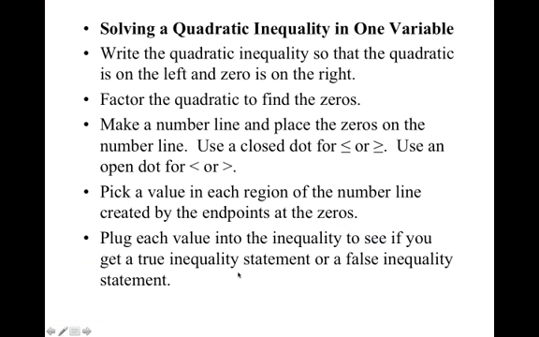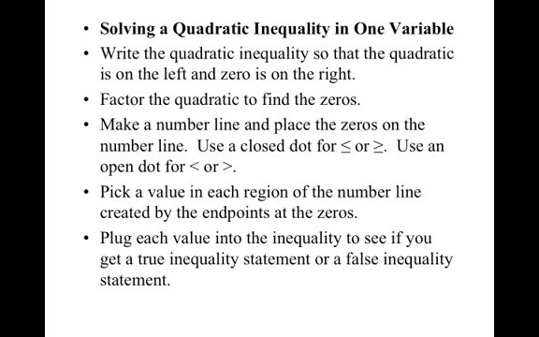All right, so let's move on to solving a quadratic inequality in one variable. To do this, you're going to write the inequality so that the quadratic is on the left and the 0 is on the right. You're going to factor the quadratic to find the zeros, and then you're going to make a number line and place the zeros on the number line. You're going to use a closed dot for less than or equal to or greater than or equal to, like we've done before, and you're going to use an open dot for less than or greater than, just like we've done before. Pick a value in each region of the number line created by the endpoints at the zeros.